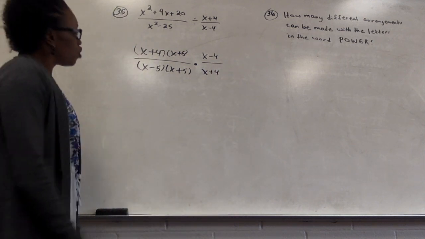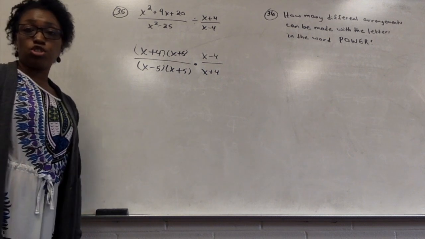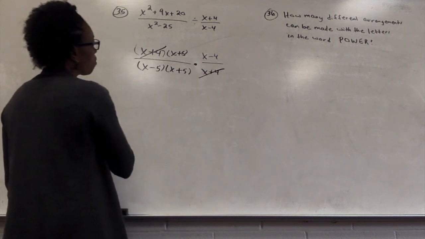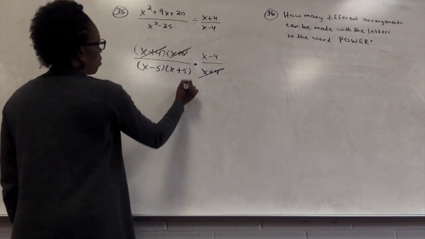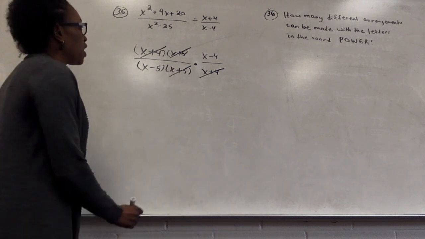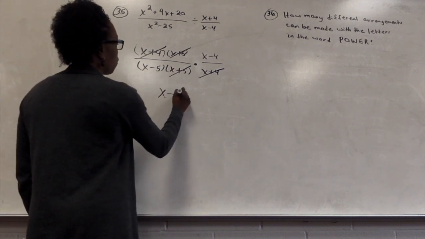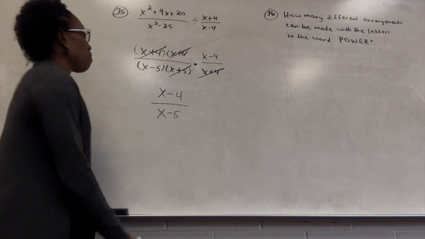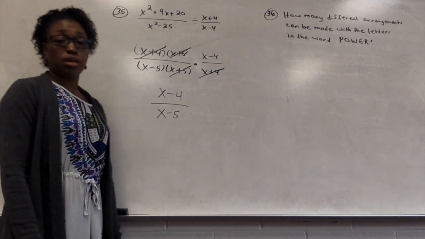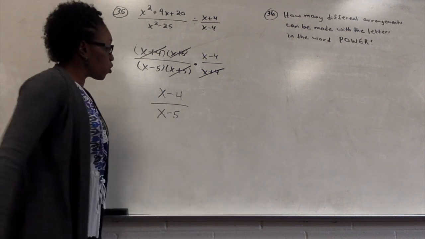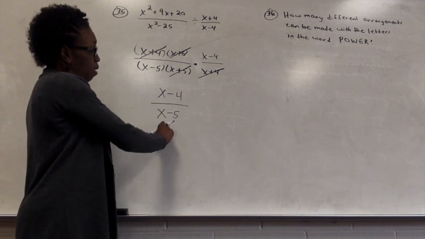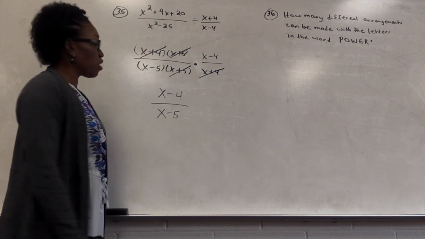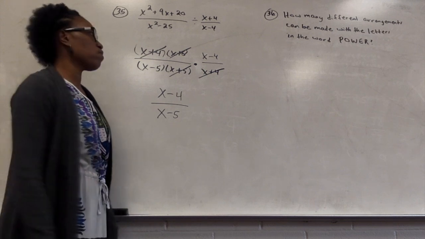At this point, once you've gotten everything factored, now you want to start canceling. So I notice here x plus 4 will cancel with x plus 4. X plus 5 will cancel with x plus 5. And in my numerator, I'm left with x minus 4. In my denominator, I'm left with x minus 5. There's nothing else that can be canceled because there's no multiplication going on. These are two binomials that are separated by a minus sign, so you cannot break them up. So your final answer is x minus 4 over x minus 5.